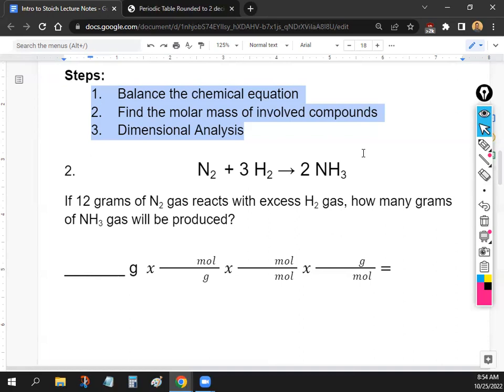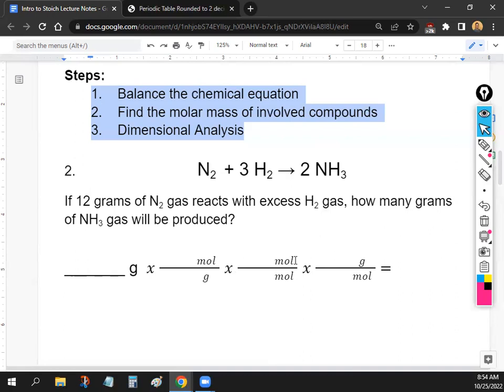Okay, so we're gonna take a look at number 2, the practice problem. Now, you guys don't need to write this equation. This is the one that we balanced for the warm-up. But when you guys get a chance, I want you guys to copy this big fraction thingy down, because this is what we'll be using to do our stoichiometry.